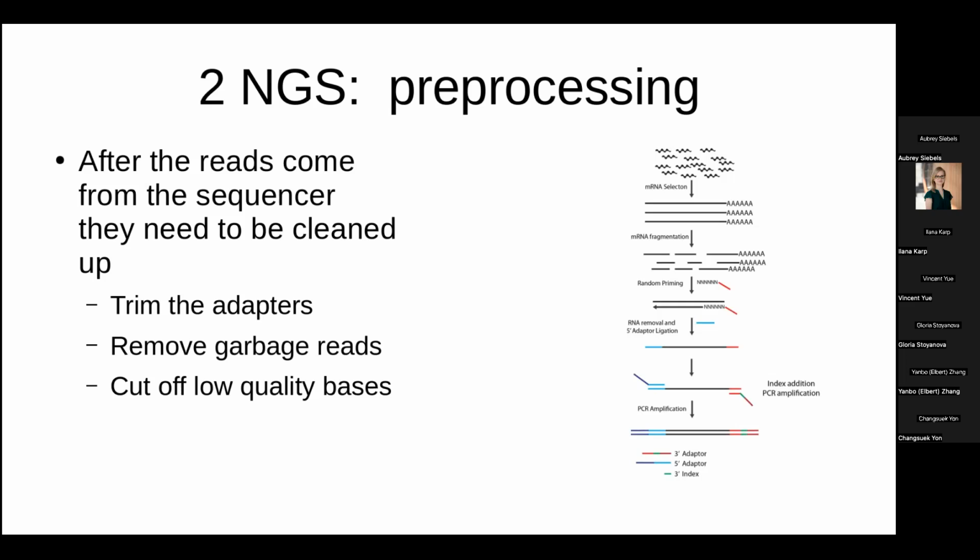You want to remove some reads that just have really low quality. You also want to make sure that if you're doing paired-end reads, the pairs are actually mapping up to each other. So there's always a step for doing this sort of pre-processing.